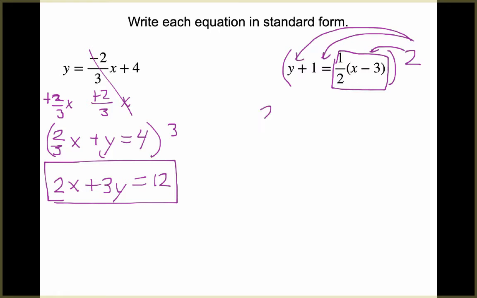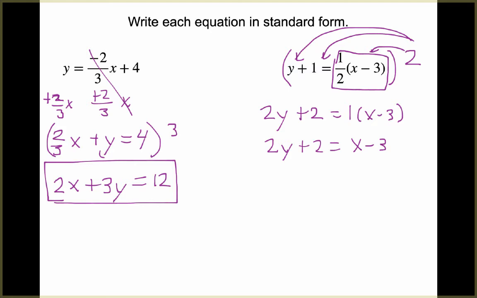So 2 times y is 2y. 2 times 1 is 2. 2 times this entire entity, 1/2 times x minus 3, we only have to multiply the 2 times the fraction out front. We do not have to multiply it against what's in the parentheses, because this is all one large entity. So let's just multiply 2 times half. 2 times half is 1. So we have 1 times x minus 3. And I'm showing this extra step here, which you do not have to show. If we multiply anything by 1, we get the same thing because it's our identity for multiplication. So now we have 2y plus 2 equals x minus 3.